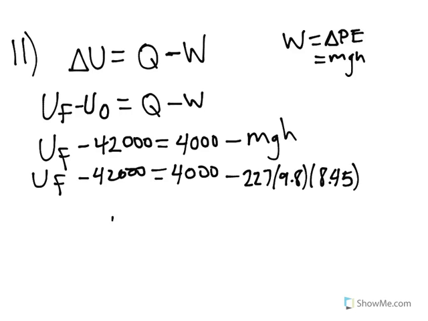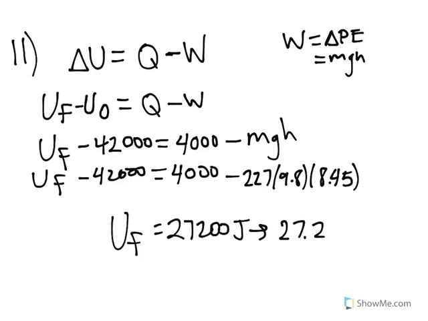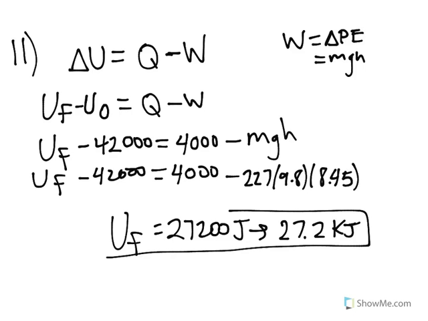So solving for final internal energy, you get 27,200 joules, or you can write it as 27.2 kilojoules. Number 12 has two parts, one being energy heat transfer and the other having to do with the first law of thermodynamics.